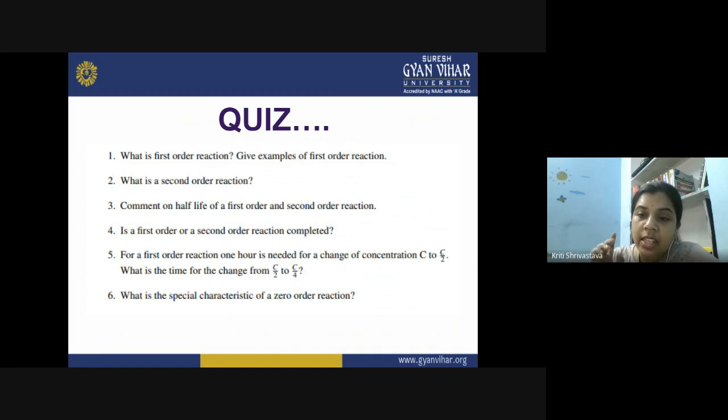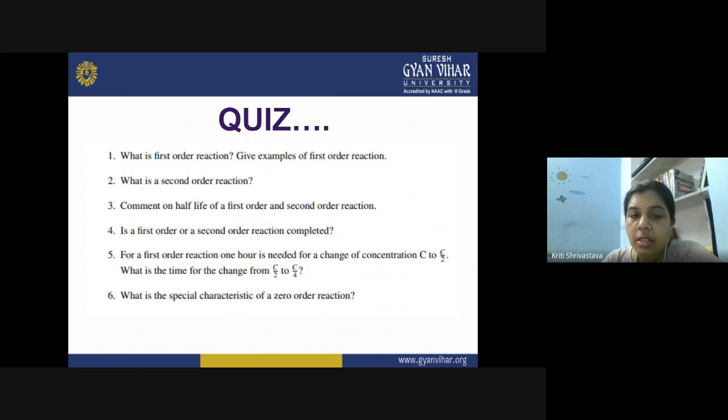So when you consider that a first or second order reaction is complete, then the next question is: for a first order reaction, 1 hour is needed for a change of concentration from C to C/2. So from C it becomes C/2 in 1 hour. In what time will it become from C/2 to C/4? You have to find out the second half-life of the reaction, and it is very simple. You can just refer to the graphs we have seen for the half-life.